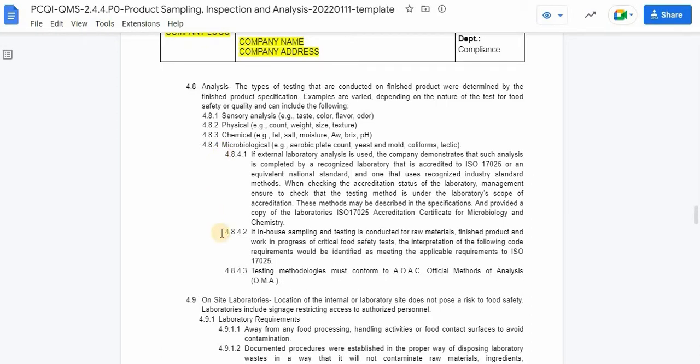If in-house sampling and testing is conducted for raw materials, finished product, and work in progress of critical food safety tests, the interpretation of the following code requirements would be identified as meeting the applicable requirements to ISO 17025. And testing methodologies must conform to AOAC official methods of analysis.